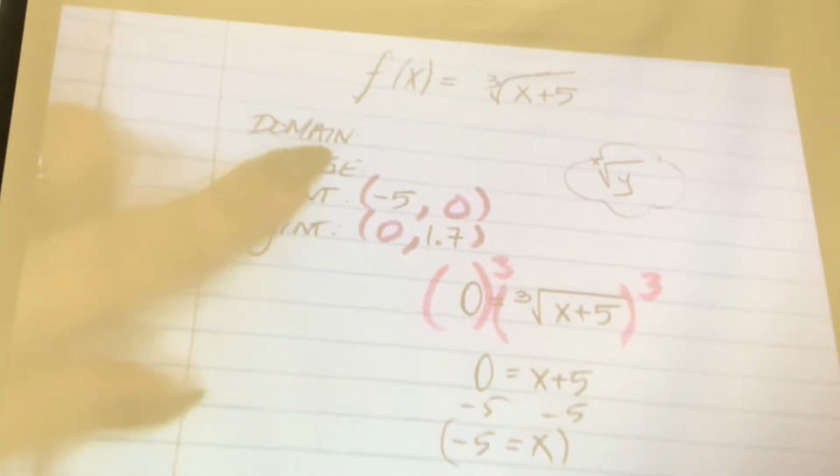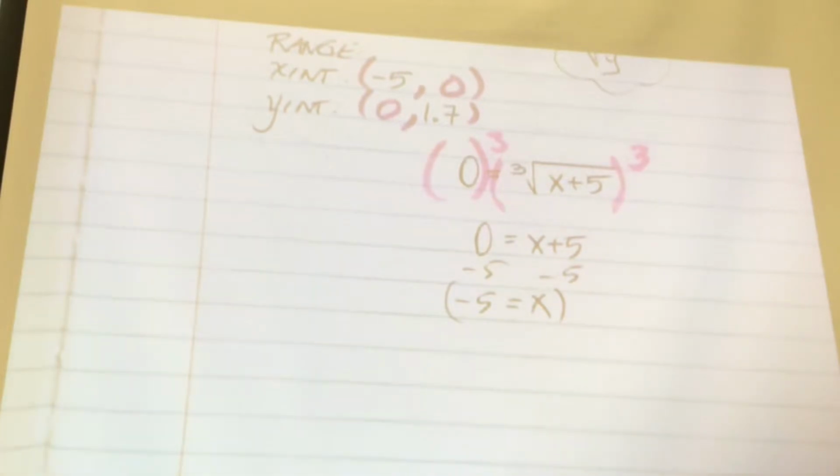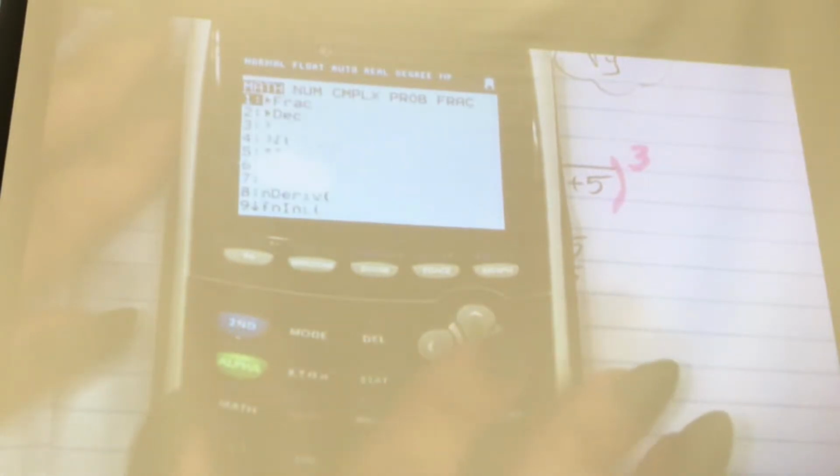So for my domain and range, all I have to do is graph it and decide where my action is. On the graphing calculator, and I have not decided yet if I'm going to let you use a graphing calculator, but for now let's graph it on here. I'm going to use the cube root, which is the math button, down to cube root, of x plus 5. I'm going to graph it, and then decide where the action is.